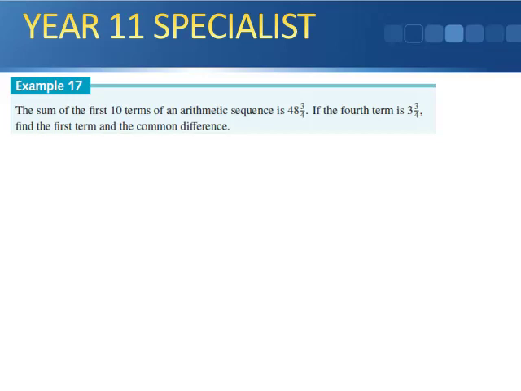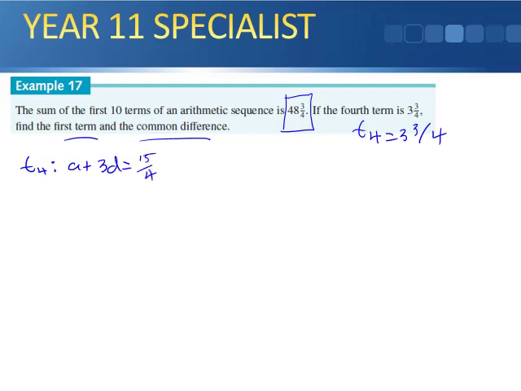Example 17, the sum of the first 10 terms of an arithmetic sequence is 48 3/4. If the fourth term, so T of 4, equals 3 3/4, find the first term and the common difference. So here we know T of 4. T of 4 is a plus (n minus 1), so 4 minus 1 is 3d, and that will equal 3 3/4, which is 15 on 4. We also know that the sum S of 10, sorry, the sum of the first 10 terms is 48 3/4, so we're going to use that one there.